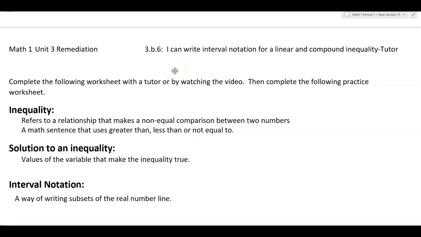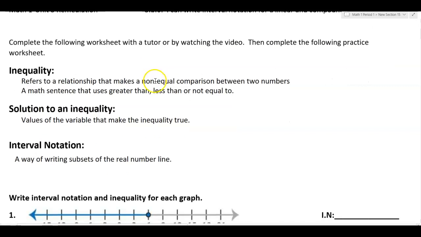Hello, Math 1. This video is on writing interval notation for both linear and compound inequalities. So basically, we talked about this entire chapter, what an inequality is. And when we break it down, it refers to a relationship that makes a non-equal comparison between two numbers.